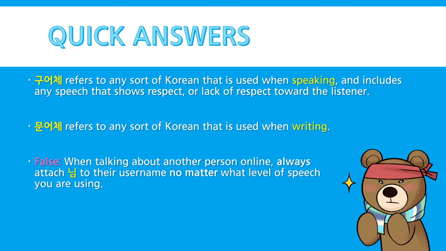Here are the answers. 구어체 refers to any sort of Korean that is used when speaking and includes any speech that shows respect or lack of respect toward the listener. The next one, 무노체 refers to any sort of Korean that is used when writing. And for the true or false question, this is false. When talking about another person online, always attach 님 to their username, no matter what level of speech you're using. Since 님 is polite, if you're not using polite speech, you wouldn't use it.